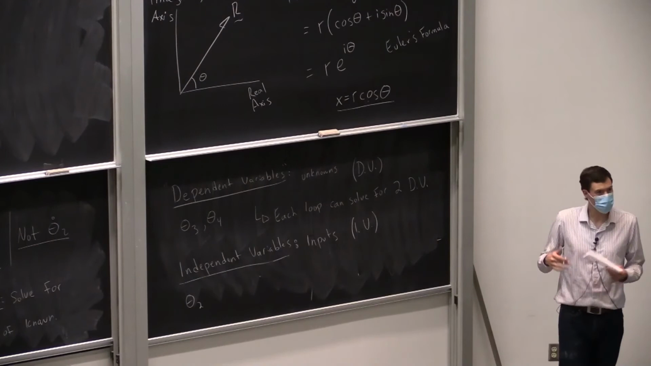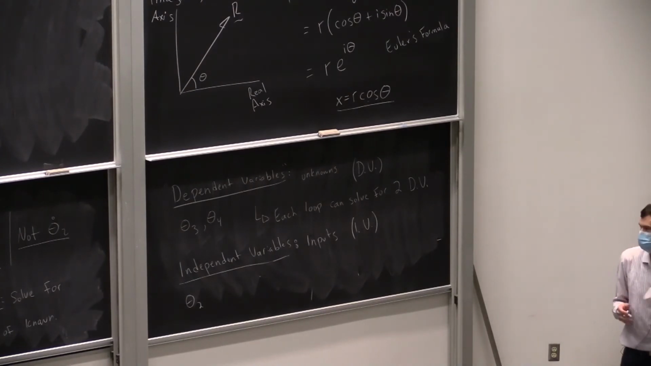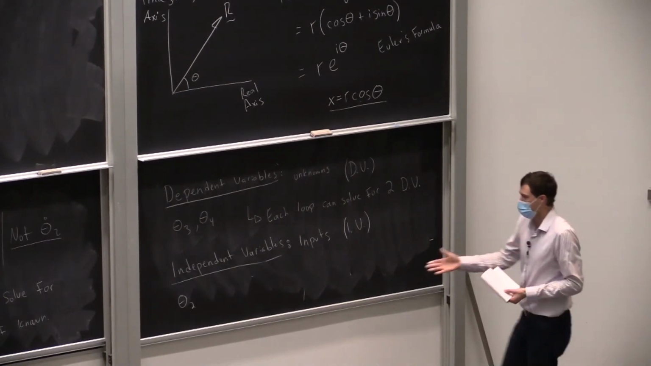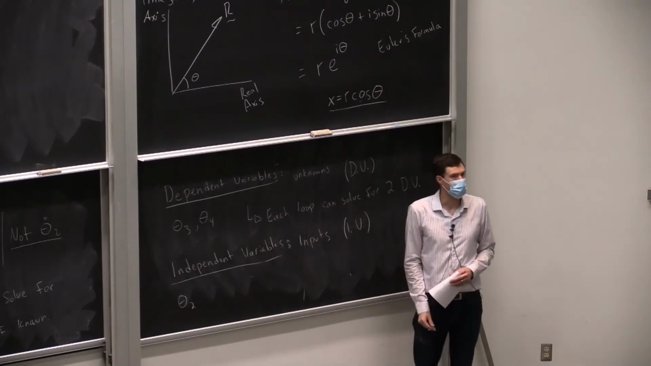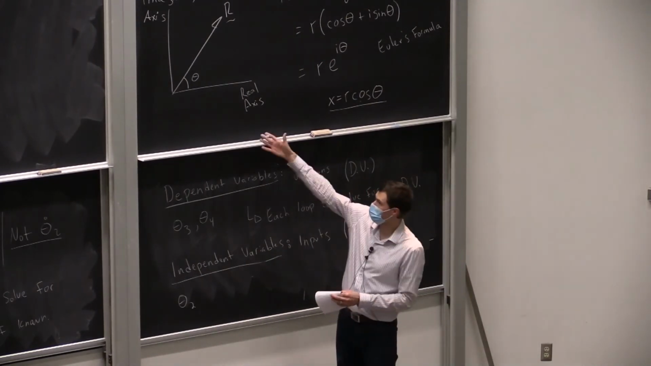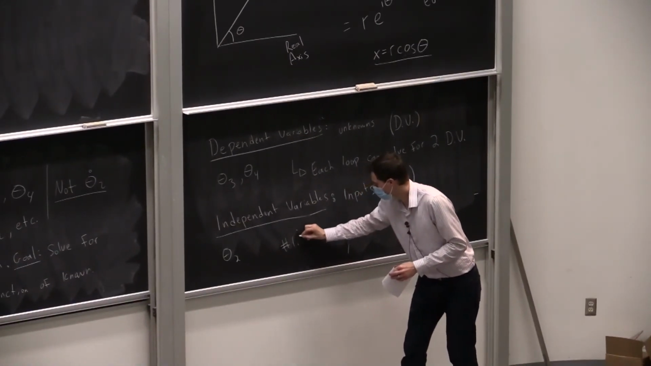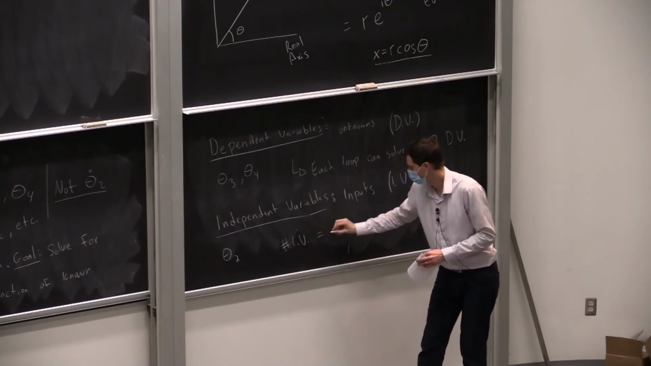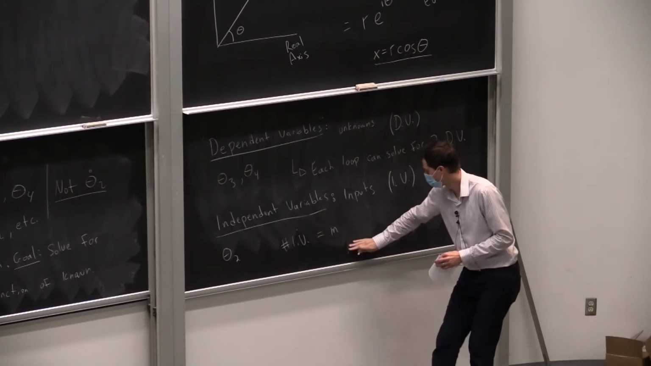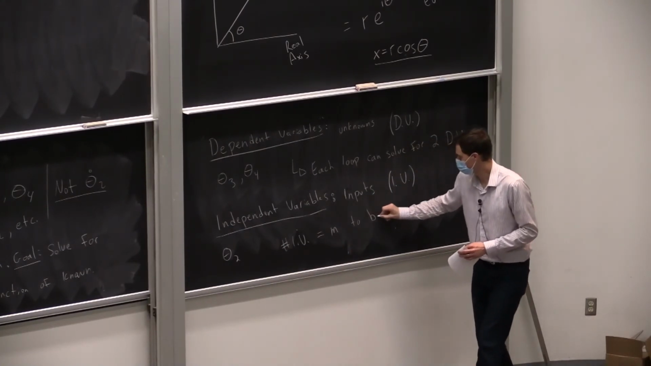And to be able to solve this, we need our mechanism basically to have the mobility equal to our number of inputs. Right, for a 4-bar, mobility equals 1. One input decides that. So the number of independent variables equals mobility to be solvable.